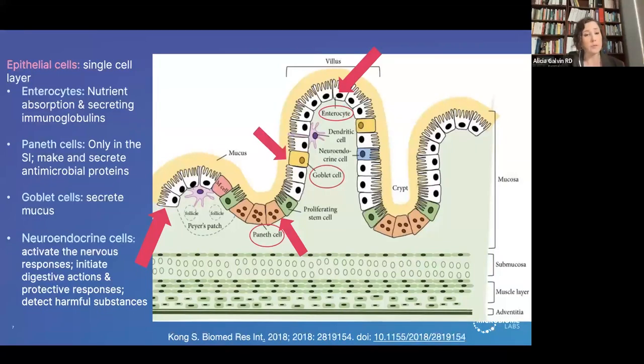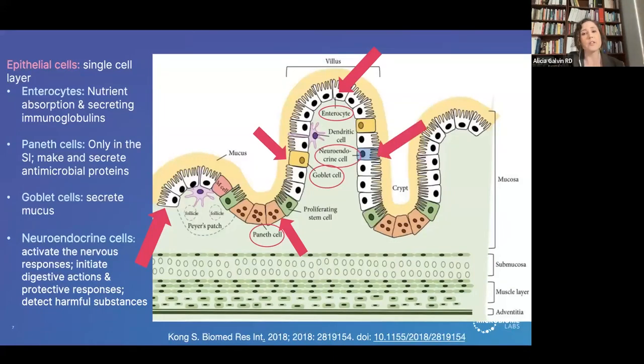We have goblet cells, which help to secrete mucus. We have some goblet cells in the small intestine. We have a very large amount of goblet cells in the colon, because there's some differences in the mucus barriers between the small intestine and the large intestine, and we're going to talk about those differences today.